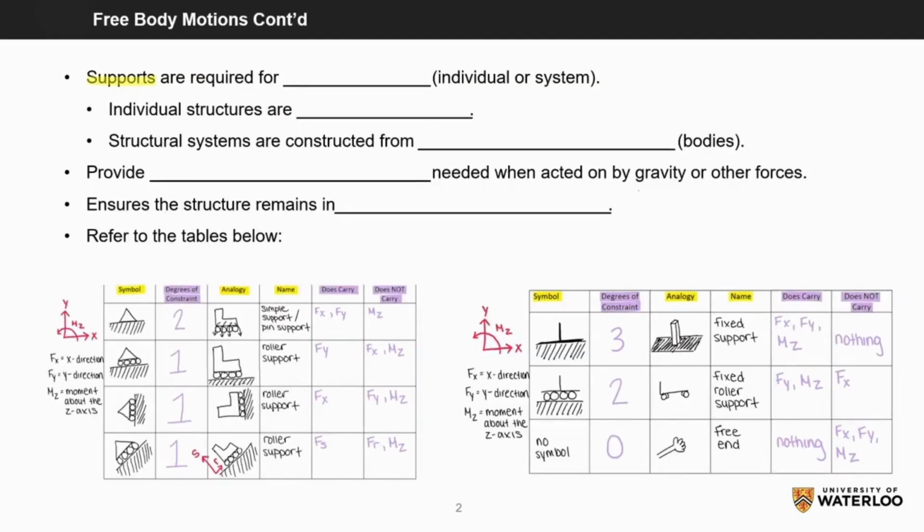Supports like the ones discussed in Lecture 2.5 are crucial for structures, whether individual or in a system. Individual structures refer to a singular object, while systems consist of multiple individual structures or parts. The importance of supports is because they provide counter-reactions to balance out forces acting on a structure, such as gravity. This ensures that the body always remains in equilibrium. You can refer to the tables below when following along with the examples in the upcoming slides.